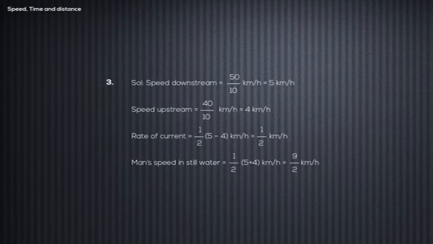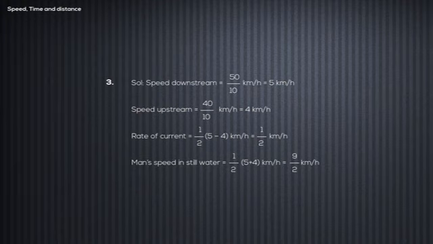A man rows 50 kilometers downstream and 40 kilometers upstream, taking 10 hours each time. What is the man's speed in still water and rate of current? Solution: the speed downstream can be calculated to be 5 kilometers per hour by using the relation between speed, time and distance.